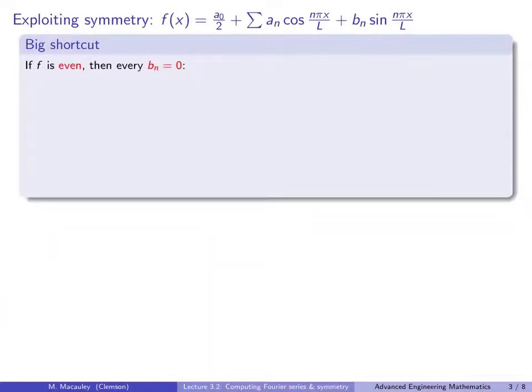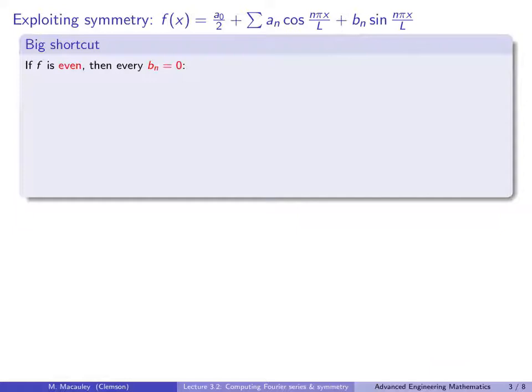Let's suppose we have a function f of x that's written in a Fourier series: a naught over 2 plus an infinite sum of sines and cosines. Now we have a big shortcut and a small shortcut regarding symmetry. First of all, if f is an even function, then I claim every b_n is equal to 0.